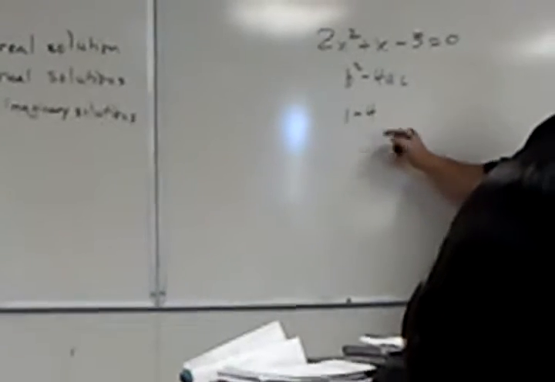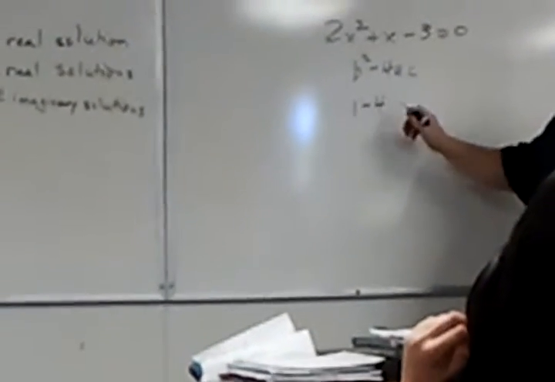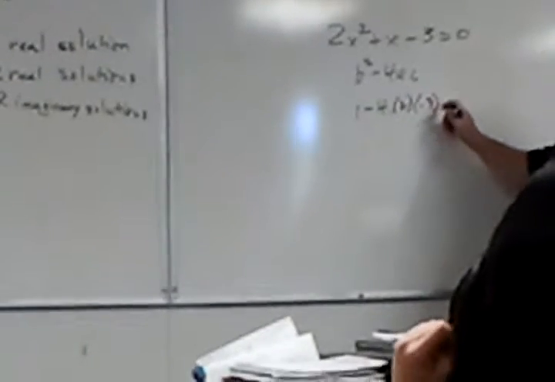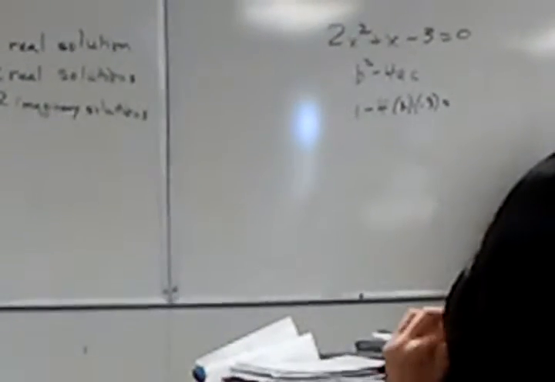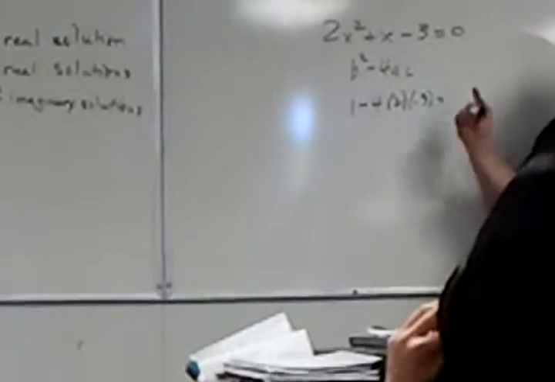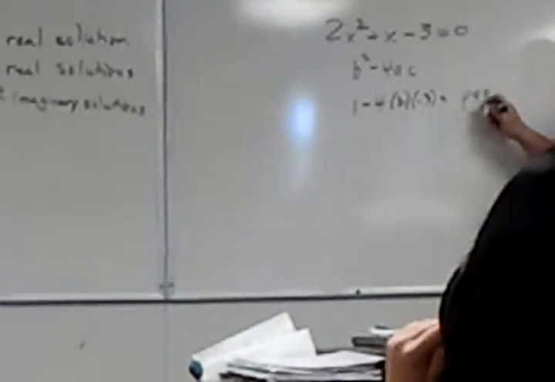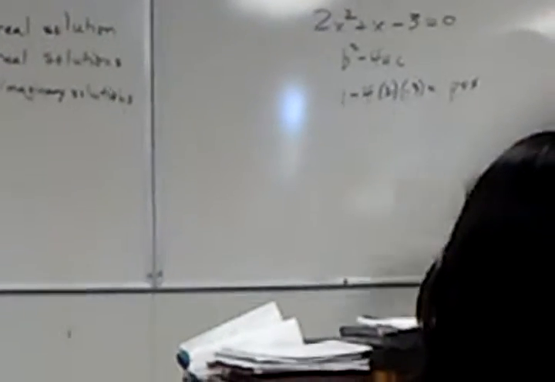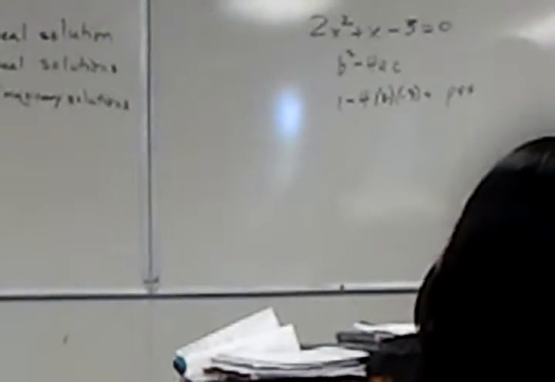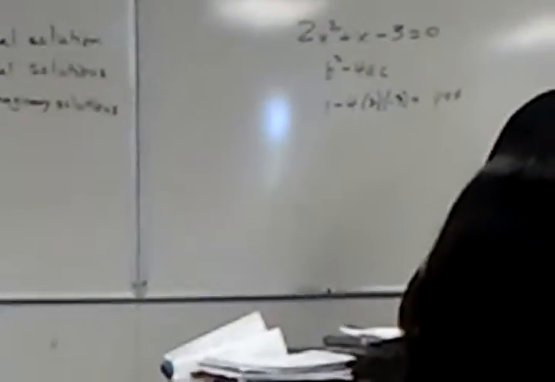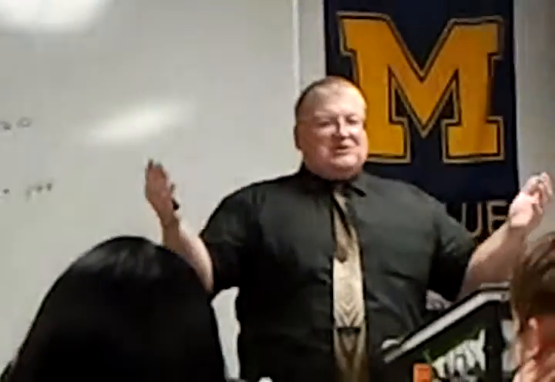Minus 4, what's my a number? What's my c number? Listen carefully. Is my answer 0, positive, or negative? Positive. It's positive. So what's the answer to the discriminant here? 2 real solutions is the answer to the problem. So you just write 2 real solutions.